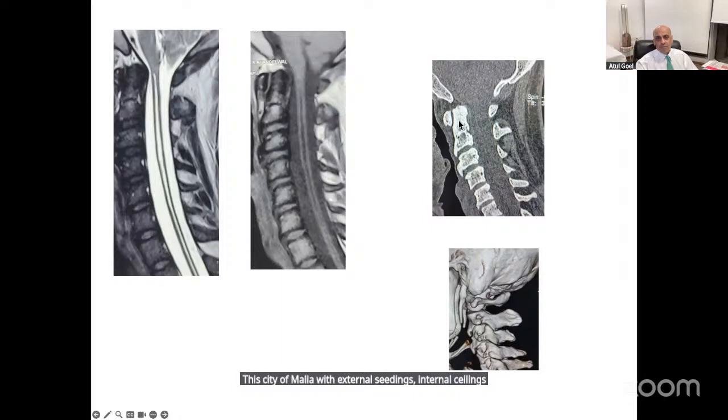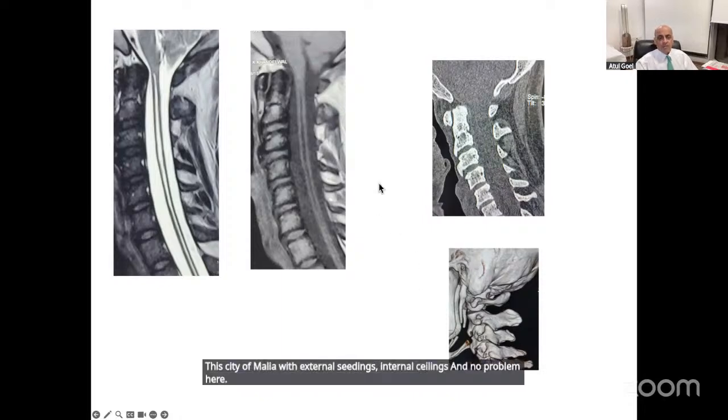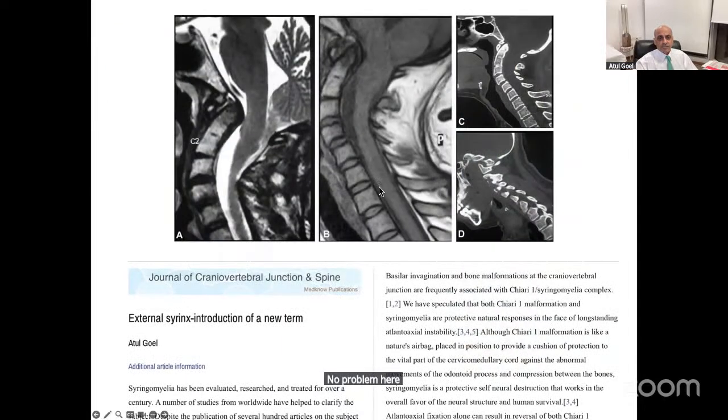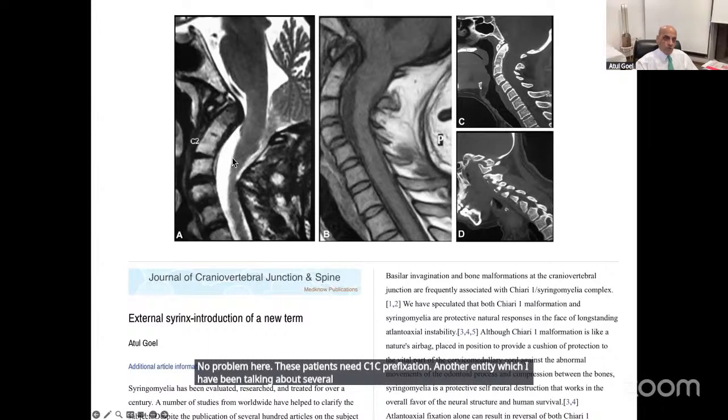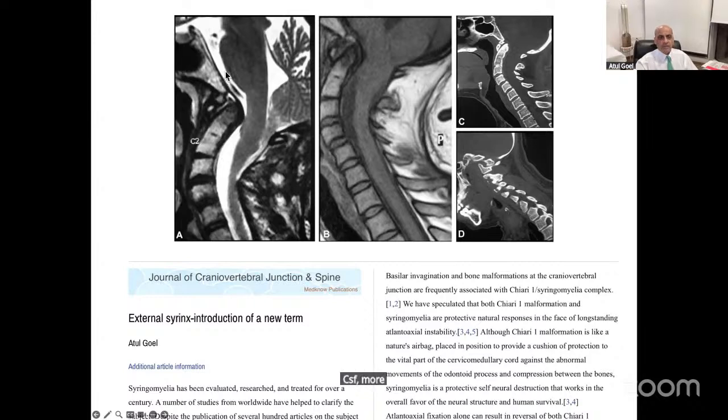And no problem here. No problem here. These patients need C1, C2 fixation. Another entity which I have been talking about several times is external syringomyelia. You see the fluid outside the cord. External syringobulbia. CSF, more syrinx outside, more fluid outside the brainstem.